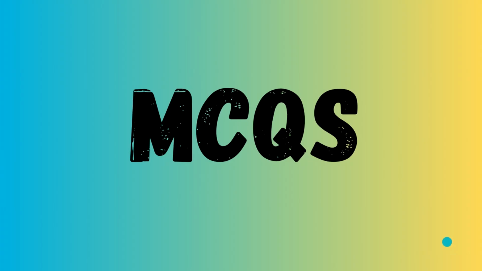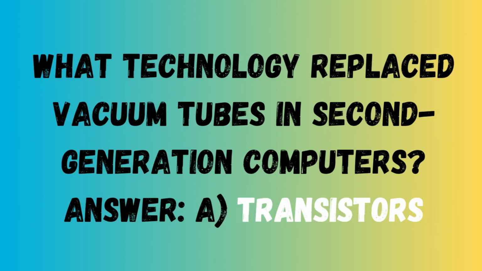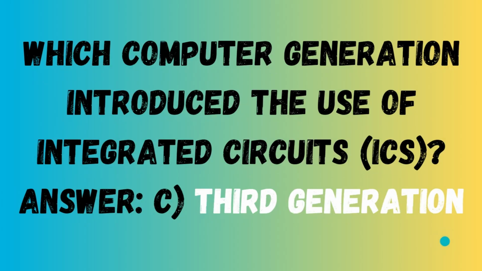क्लास 9 के कंप्यूटर साइंस के MCQ सॉल्व करेंगे। What computing machine was capable of taking input from punch cards and storing data in memory? Tabulating machine. What technology replaced vacuum tubes in second generation computers? Transistors. Which computer generation introduced the use of integrated circuits?